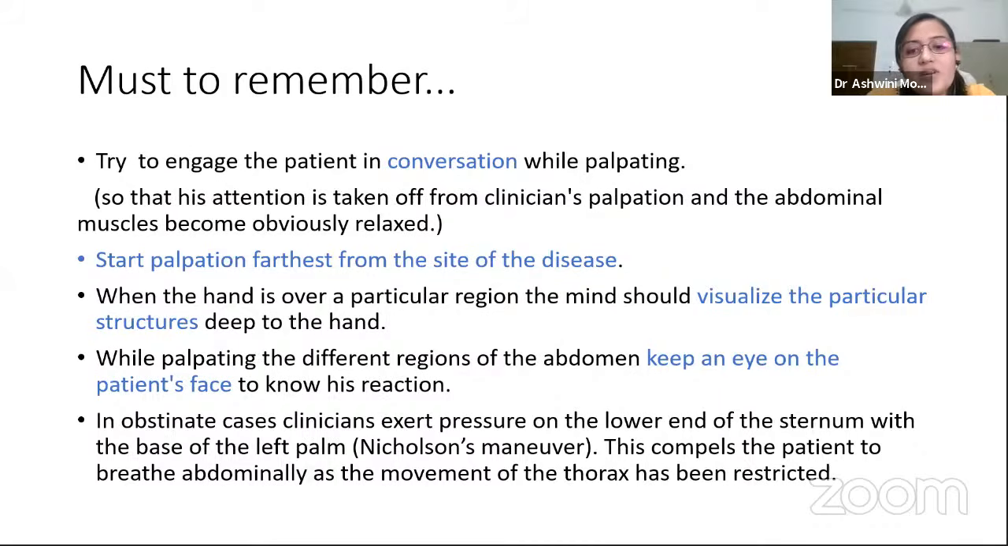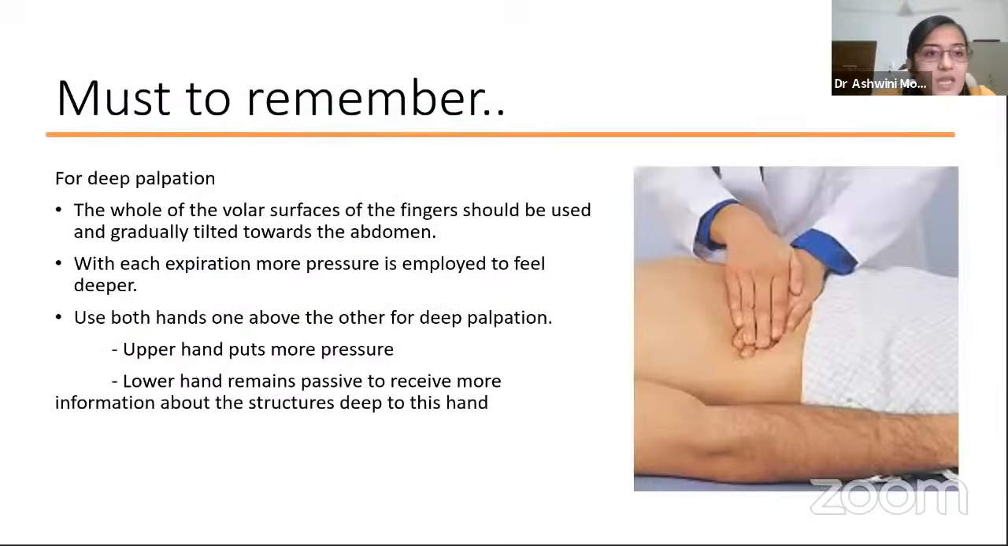While palpating the different regions of the abdomen, we have to watch the patient's face for his expression. If he is having pain, he will have a typical expression. In some cases, we have to put pressure with the left palm over the lower end of the sternum, so that he breathes using the abdominal muscles. So his respiratory movement will be changed, and we can see whether there is any tenderness while changing this respiratory movement. This is called Nicholson's maneuver.